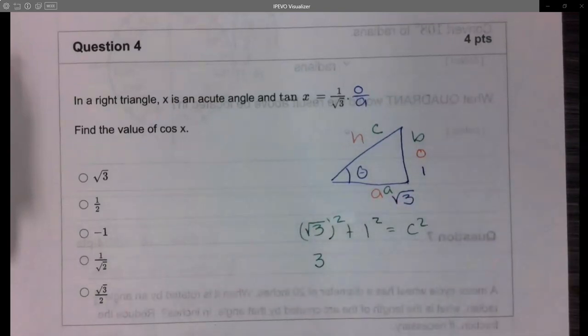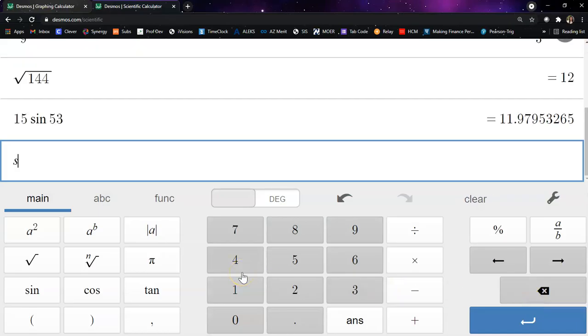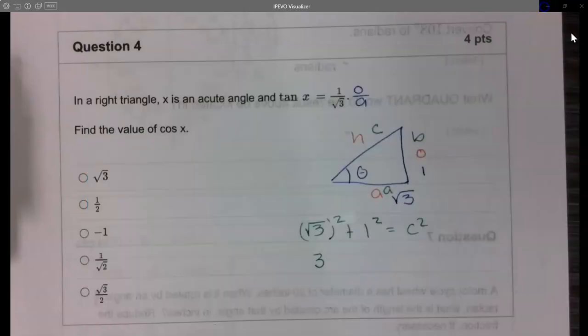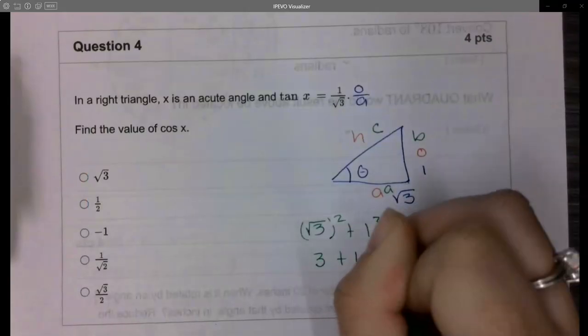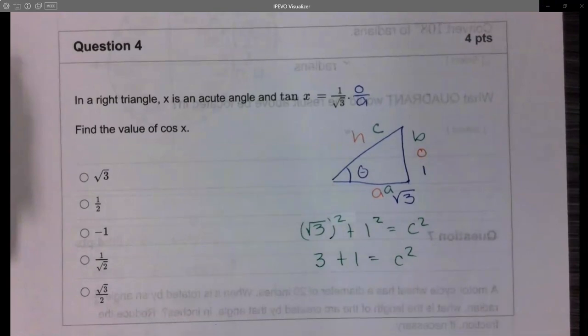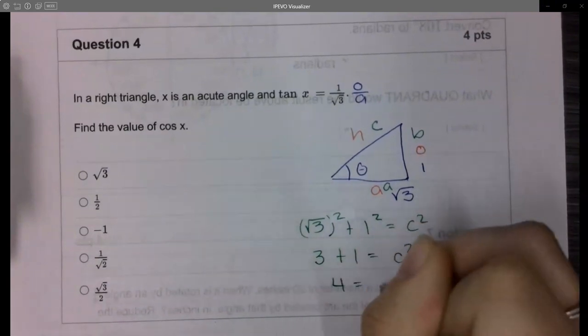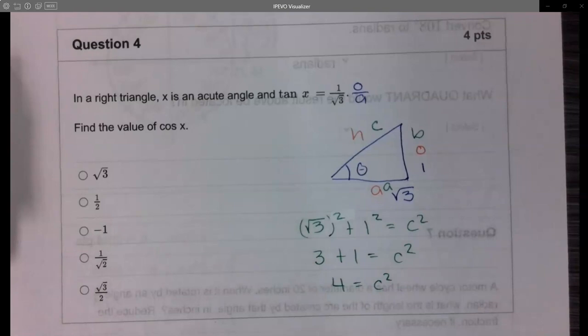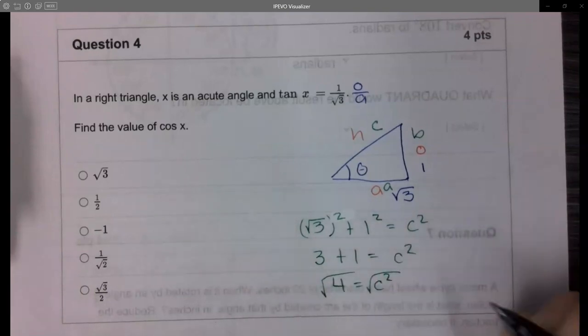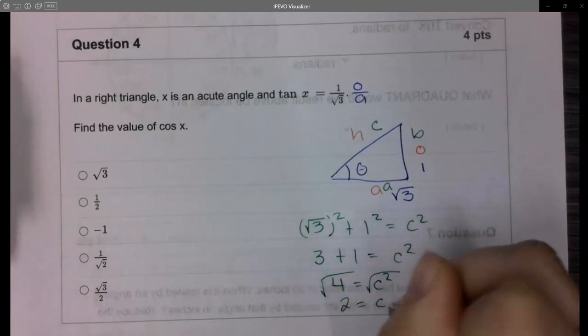If I'm ever unsure, I can go back to Desmos and check. So I could do square root of 3 squared, which gives me back 3. 1 squared is 1, c squared is c squared, 3 plus 1 is 4. Then I take the square root of both sides. The square root of 4 is 2.